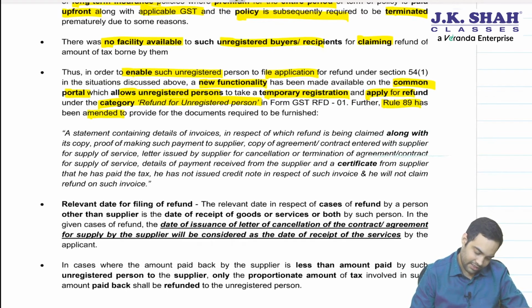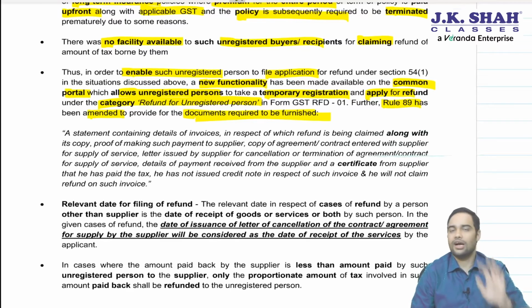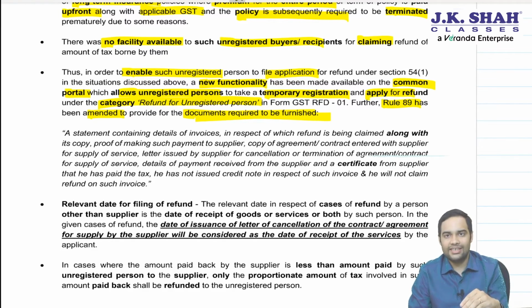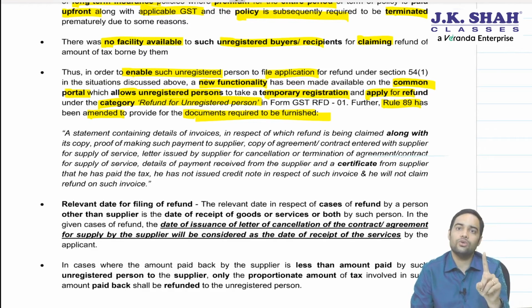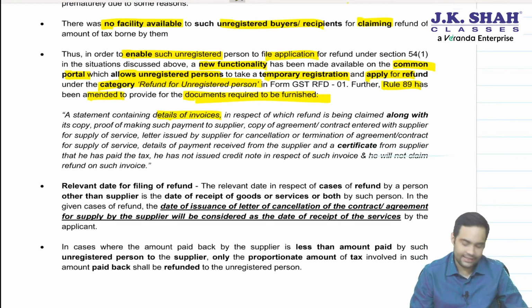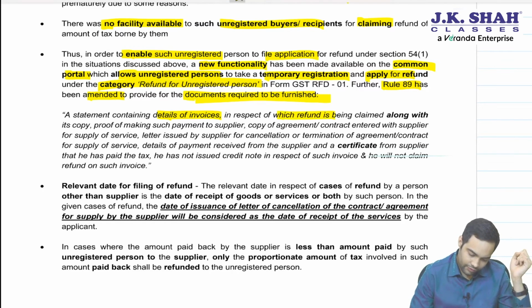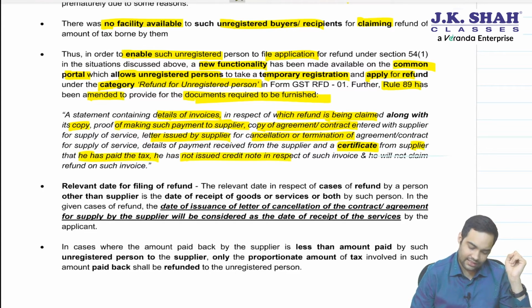Further, Rule 89 has been amended to prescribe the documents to be furnished. You'll have to furnish a statement of all the details of payment, details of invoices, agreement, cancellation, all that has to be given, plus one certificate from the supplier that the supplier is not going to claim that money and the supplier has not paid you. Let's see. A statement containing details of invoices for which refund is being claimed, along with its copy, proof of making payment to the supplier, your bank account, copy of agreement entered at the beginning, letter issued by the supplier for cancellation, and certificate from the supplier that he has paid the tax and not issued a credit note.